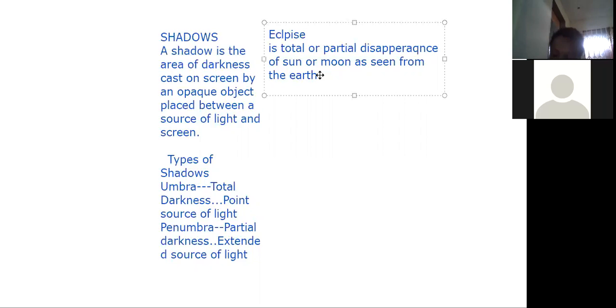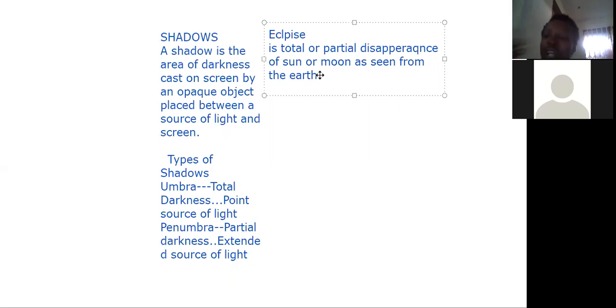Now the last one before I end, the next time we consider the diagrams and the rest, is the lunar eclipse. There's eclipse of the moon, lunar. Normally that one occurs when the earth comes in between the sun and the moon. And you know definitely the earth is a bigger body. So as a result, it casts total darkness on the moon. Let me put it that way.